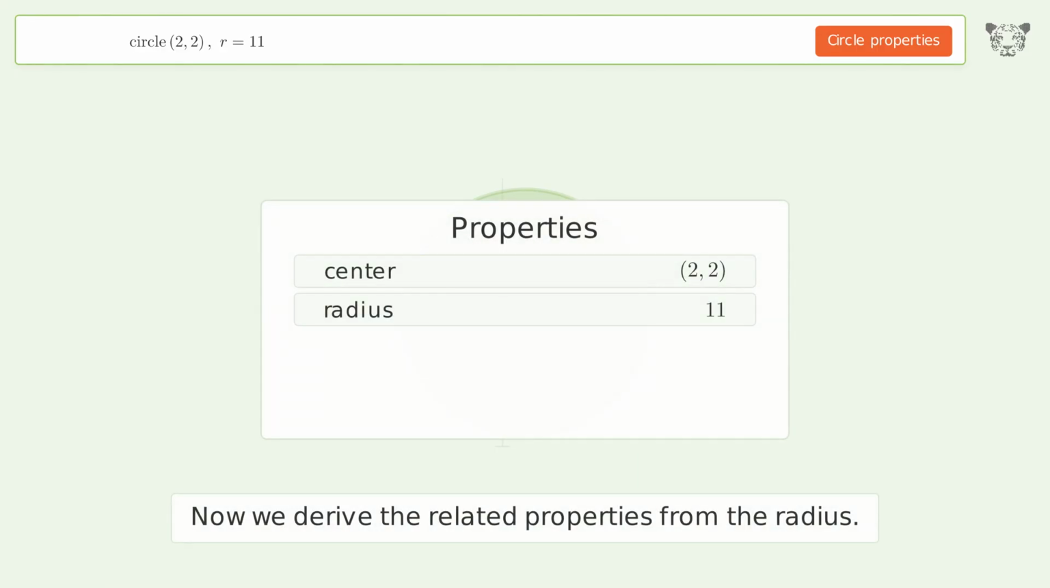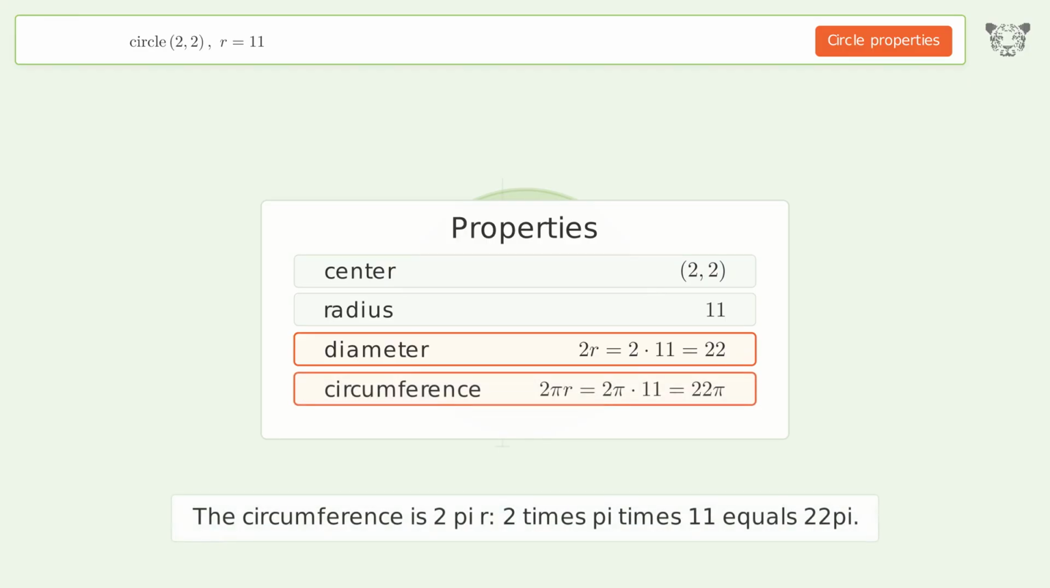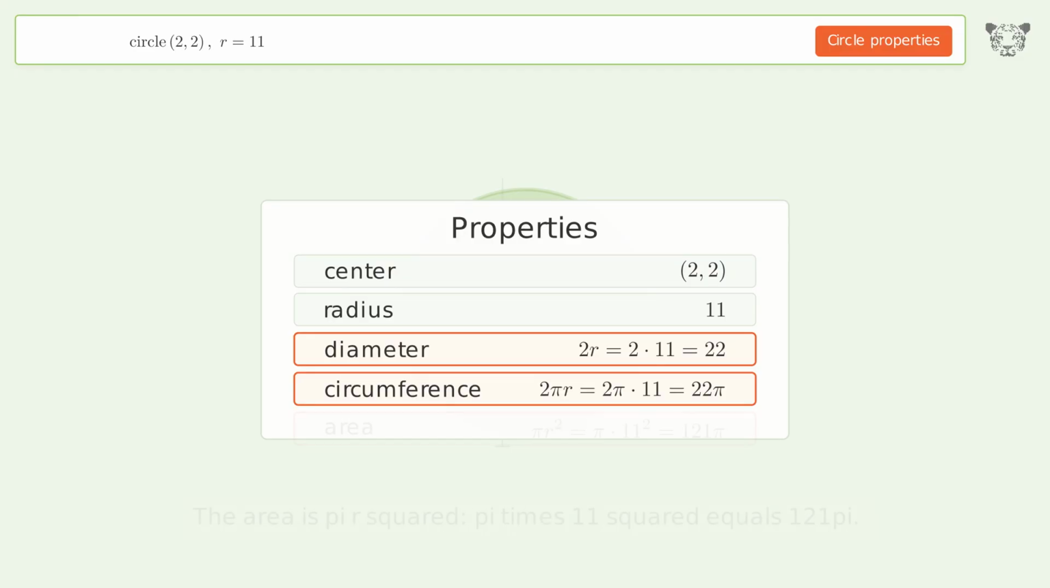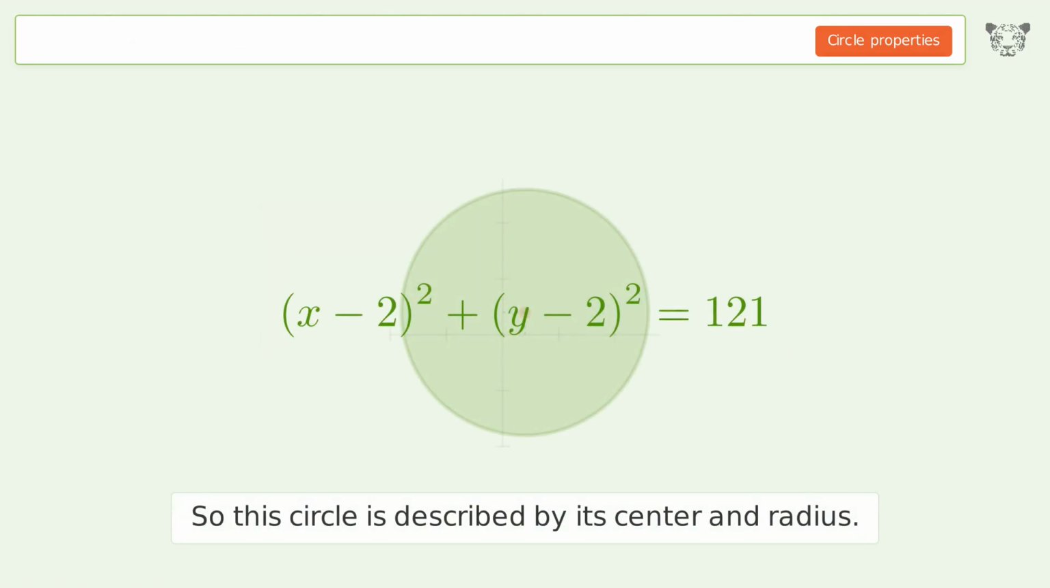Now we derive the related properties from the radius. The diameter is 2 radii across, 2 times 11 equals 22. The circumference is 2 pi r, 2 times pi times 11 equals 22 pi. The area is pi r squared, pi times 11 squared equals 121 pi. So this circle is described by its center and radius.